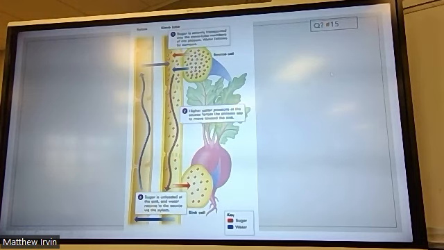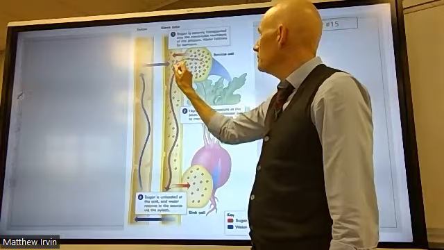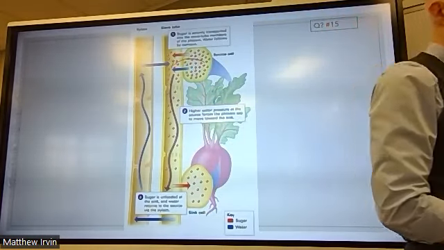Okay, of course, the sink, we kind of talked about this. We get the co-transport of the sugar into the phloem. What does that do to your water potential?